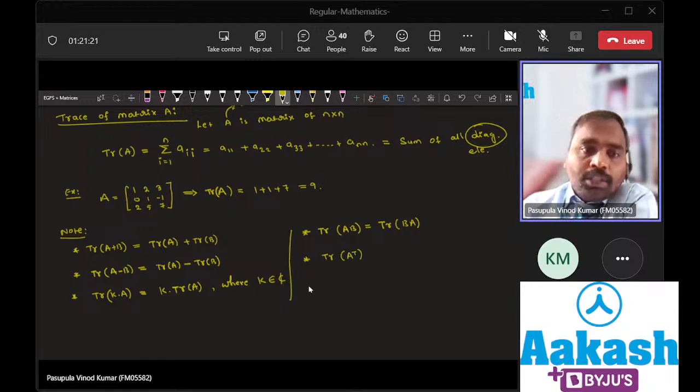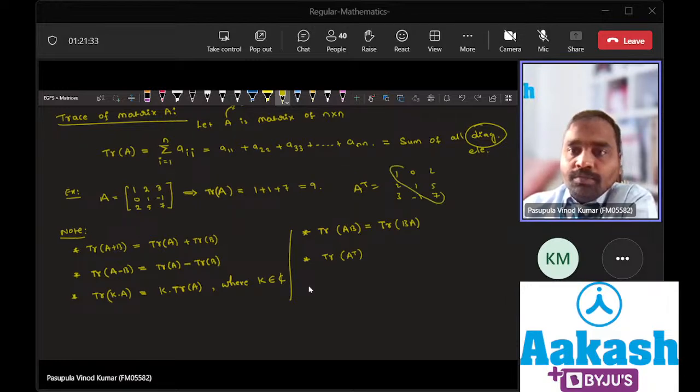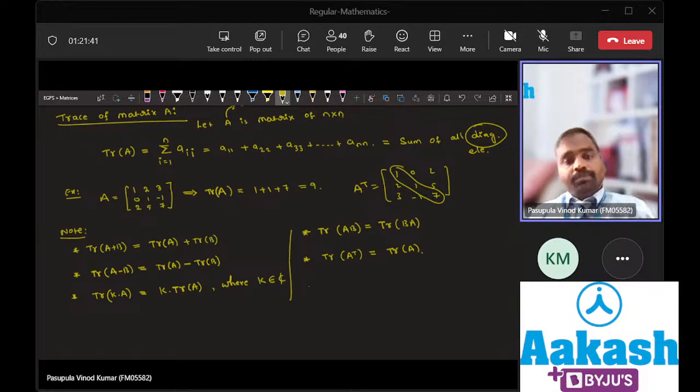Even if you take transpose for this, does the diagonal element change? What is A transpose here? Can you tell me for this particular example? 1, 2, 3, and this is 0, 1, minus 1, and this is 2, 5, 7. Does the diagonal element change here? No, sir. That means trace of A transpose will be the same as trace of A only. Is this clear? Yes, sir. So this is it.